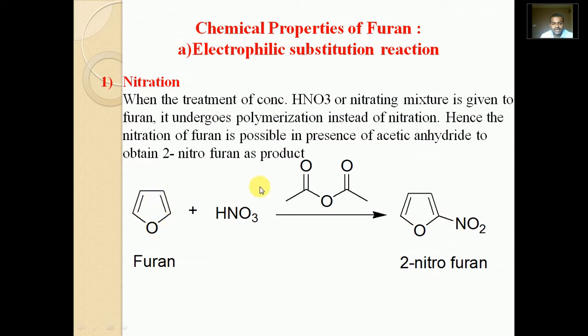Hence, when furan reacts with HNO3 and acetic anhydride, it undergoes nitration. That is, the NO2 group is the electrophile, which will attack at the 2 position and give rise to the product 2-nitrofuran. This is the nitration of furan. We cannot use the usual nitrating mixture of H2SO4 and HNO3 or simply HNO3, as it will undergo polymerization. That's why we use HNO3 in the presence of acetic anhydride. In this case, it is an electrophilic substitution reaction, and the electrophile that attaches is NO2, the nitronium ion.